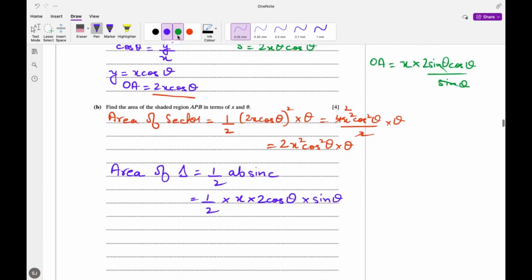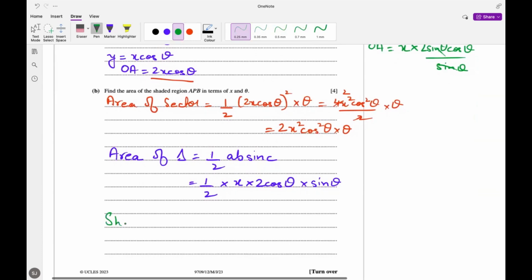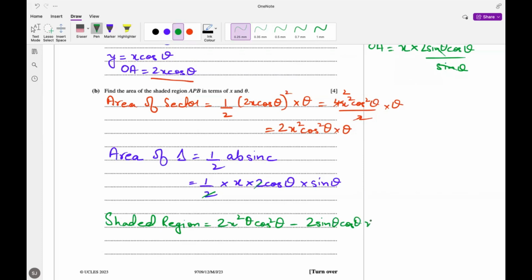To find the area of the shaded region, we'll simply subtract the two answers of the sector and the triangle. So the shaded region will have an area of x squared theta minus cos squared theta, so this will become 2 and 2 will cancel. This will become 2 sine theta cos theta times x.